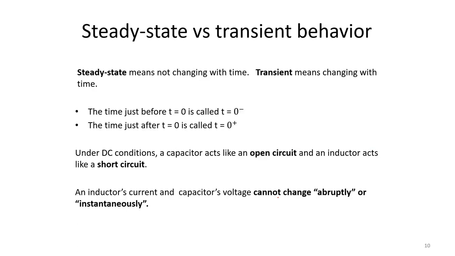Now remember, we also learned about steady state and transient behavior. Remember that steady state means not changing with time, while transient means we are changing with time. We may use the notation in some problems, as we learned, where the time just before t equals 0 is called t equals 0 minus, and the time just after t equals 0 is called t equals 0 plus.